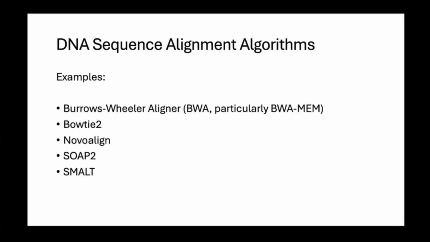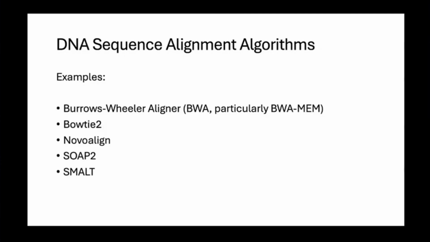But for the hybrid capture panels, far and away the most frequently used algorithm in labs like mine is the Burrows-Wheeler aligner, or BWA. And specifically, a newer version of that aligner called BWA-MEM, where MEM stands for Maximal Exact Match.